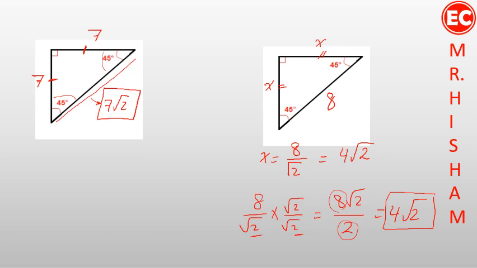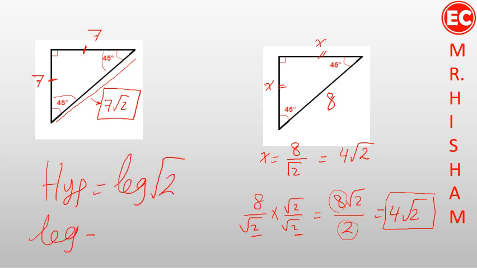So if I wanted to find the hypotenuse, I multiply the leg by root 2. But if I wanted to find the leg, I divide the hypotenuse by root 2. This is the first special case of the right angle triangle.